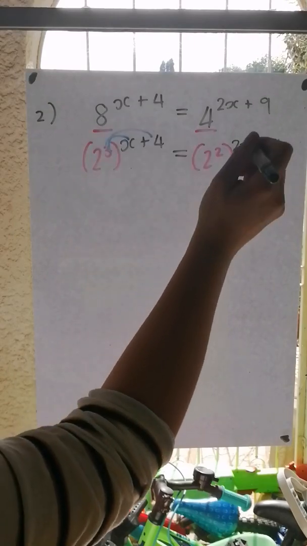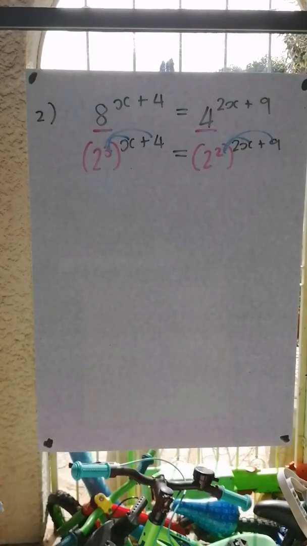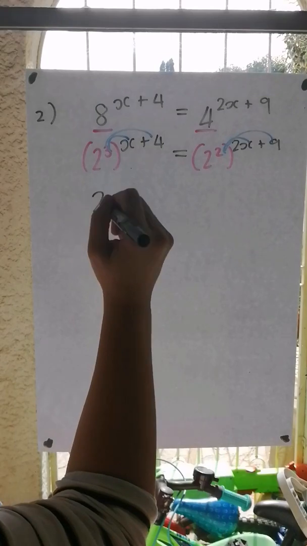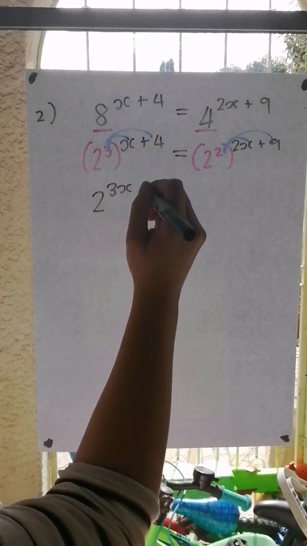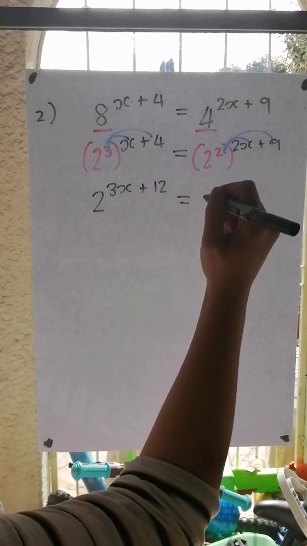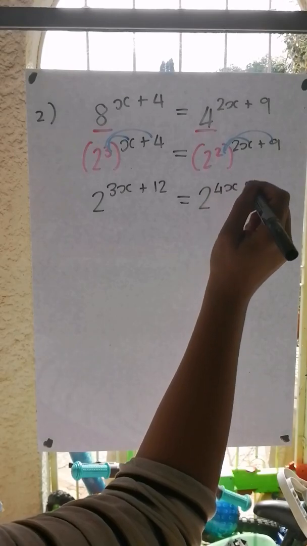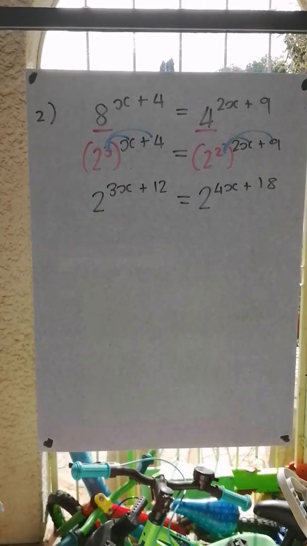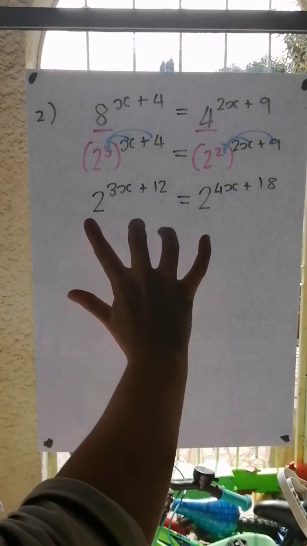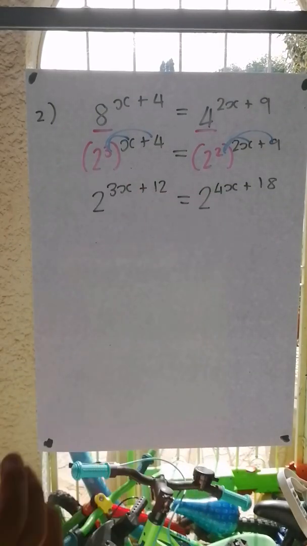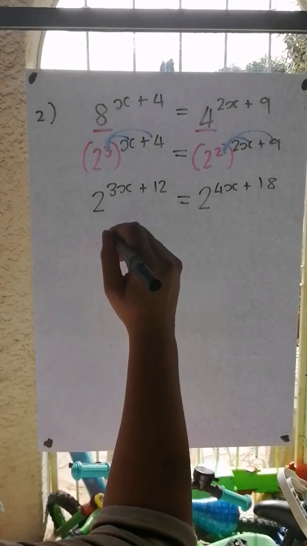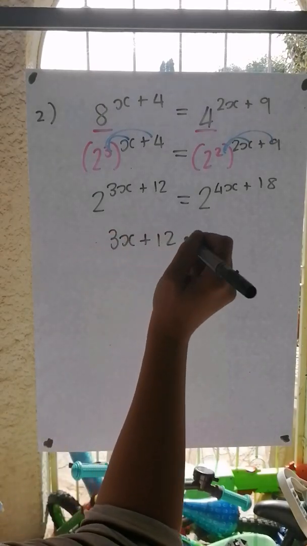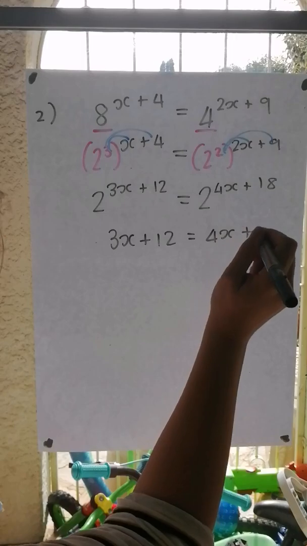What do I do? I distribute this in and I distribute this in. So I'm left with a base of 2 to the power of 3x plus 12 equals 2 to the power of 4x plus 18. Cool. So remember, now our bases are the same, so I can just hide the bases, okay? And when I hide the bases, I'm left with 3x plus 12 equals 4x plus 18.